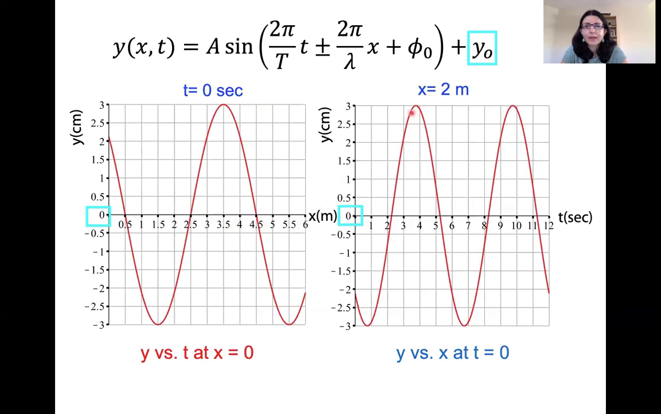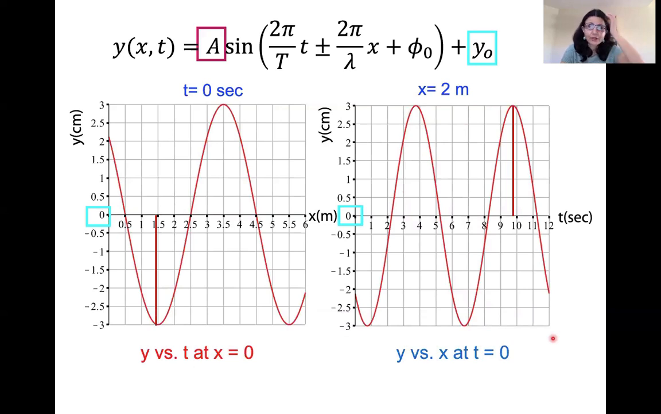So when you go to a maximum, it's plus the amplitude, and when you go to a minimum, it's minus the amplitude. But it doesn't need to be that way. You can imagine that when y naught is not 0, all that does is take this wave and shift it upward or downward. But in this case, we chose y naught to be 0.